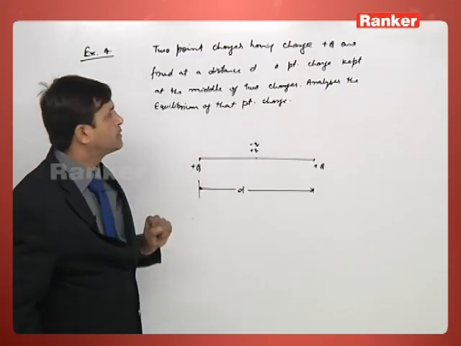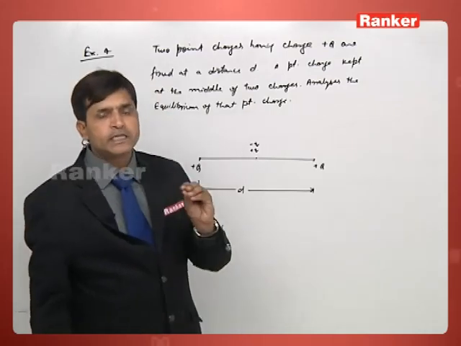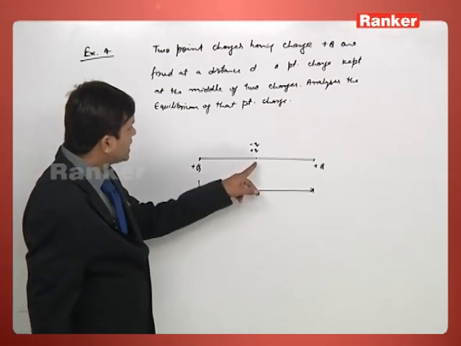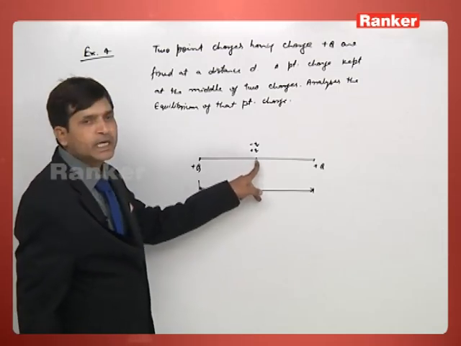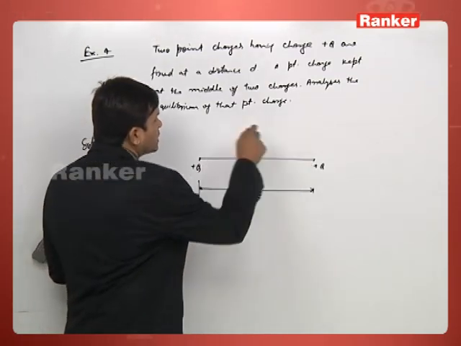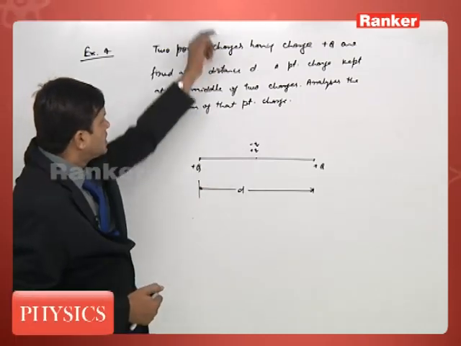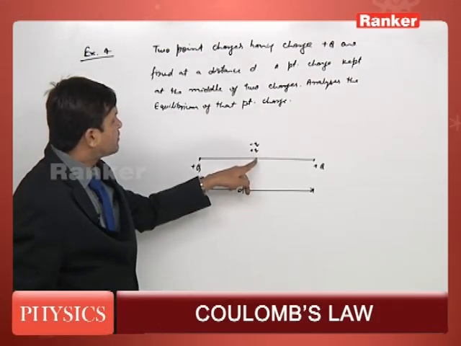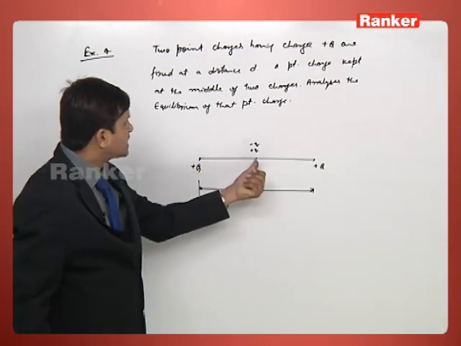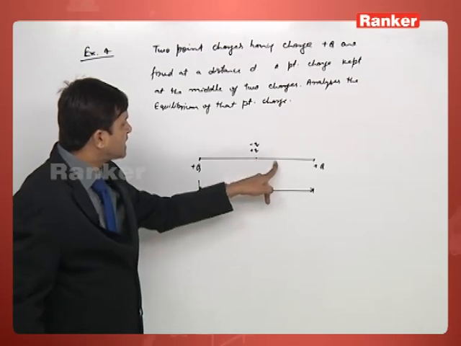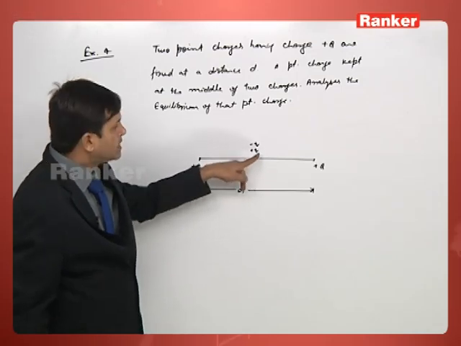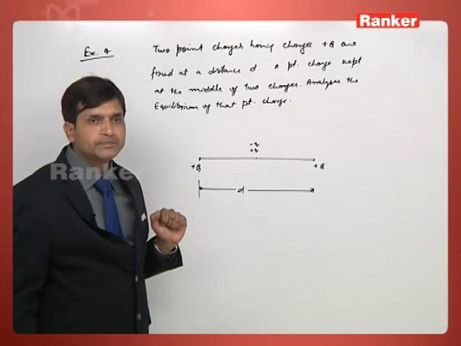So first of all, equilibrium. Equilibrium means the resultant force is 0. If we put a positive charge q at the middle, the distance is d by 2 on each side. Between this plus q charge and the point charge, there is a force of repulsion in this direction, and between the other plus q and the point charge, a force of repulsion in this direction. The net force on this charge is 0, no problem.